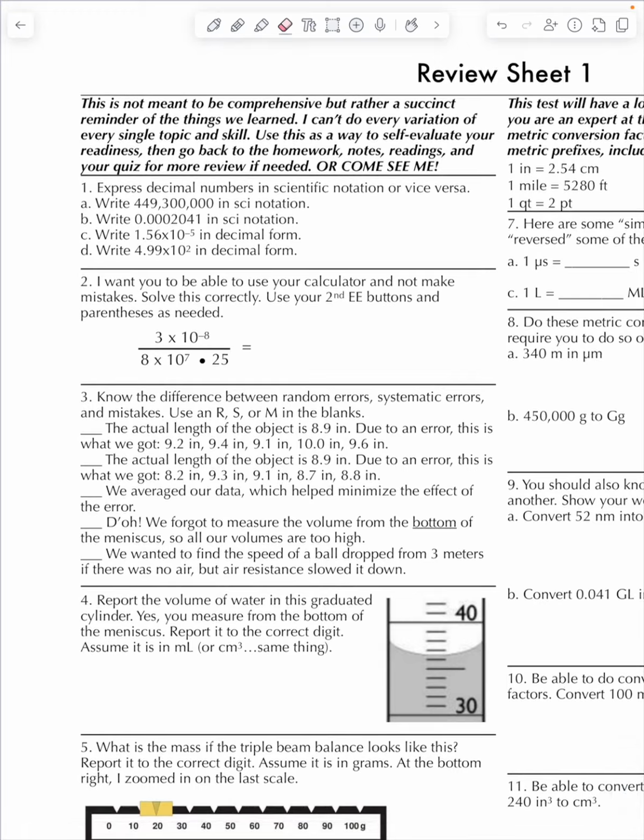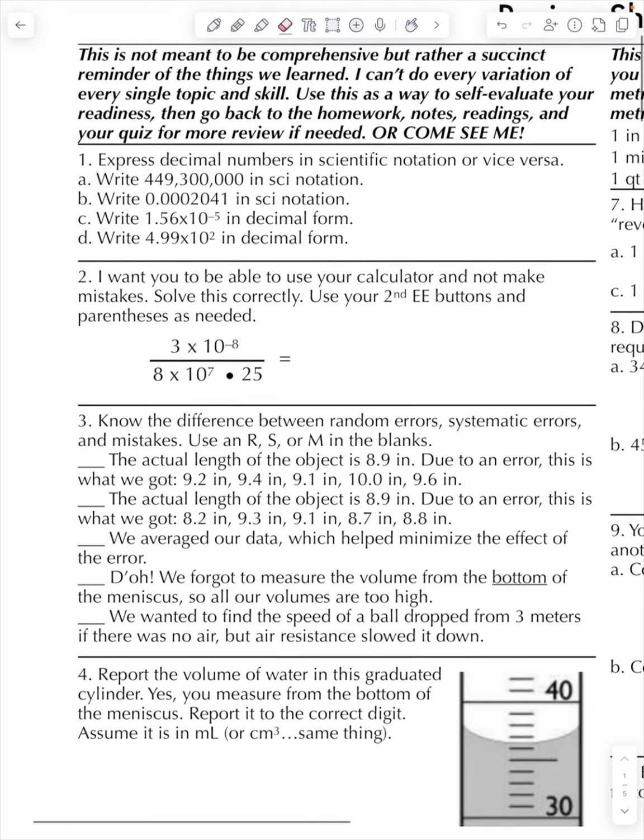So express decimal numbers in scientific notation or vice versa. I could ask something like this. So let's go ahead and give it a try. I'll try to hurry. Now, one technique people use is they move the decimal place one way or the other and figure out what the scientific notation is based on that.